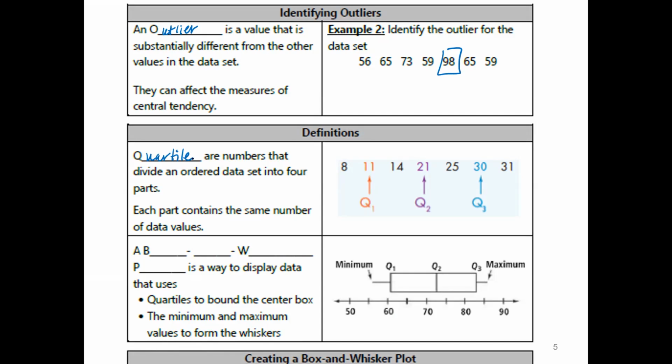Quartiles are numbers that divide the data into 4 different parts. If you look at this right here, 21 is the median, Q1 is the lower quartile, and Q3 is the upper quartile. All right, so then what we have here is a box and whisker plot. It is a way of displaying data that uses quartiles to bound the center box, using the minimum, maximum, lower quartile, upper quartile, and middle number.